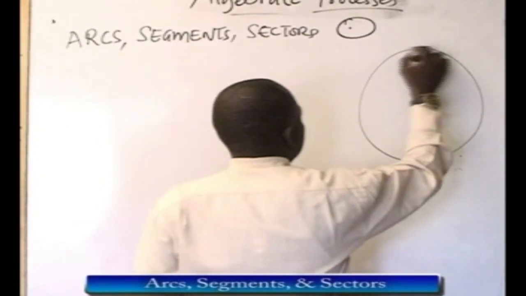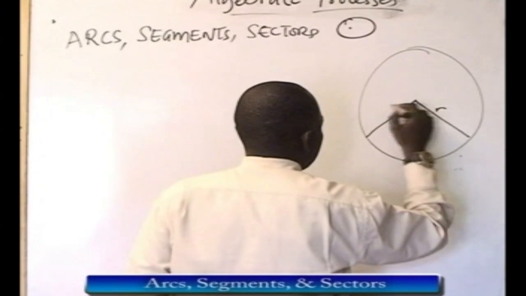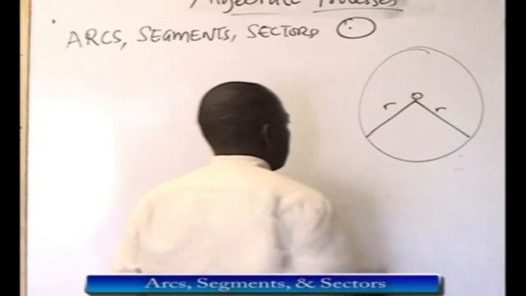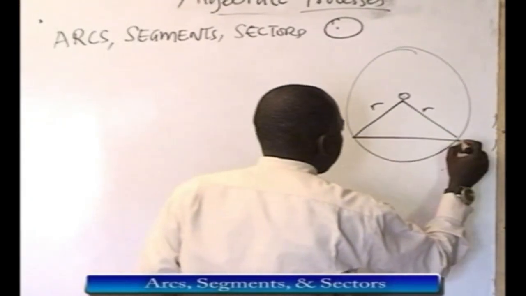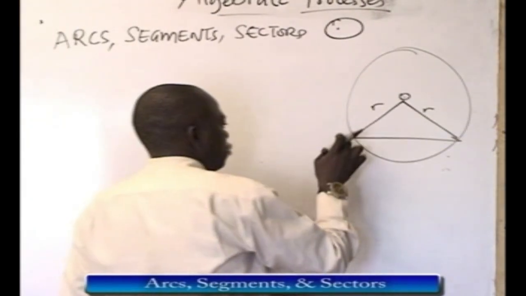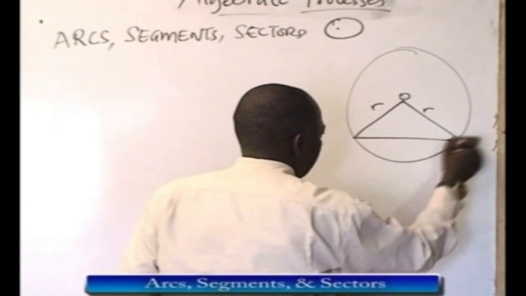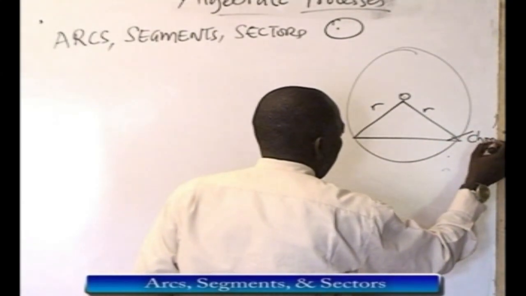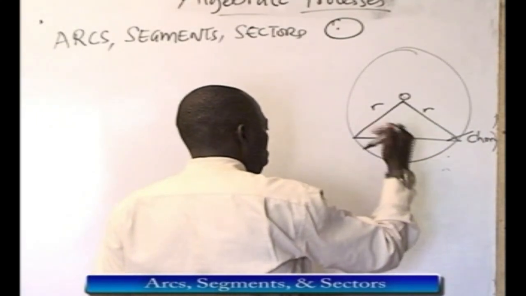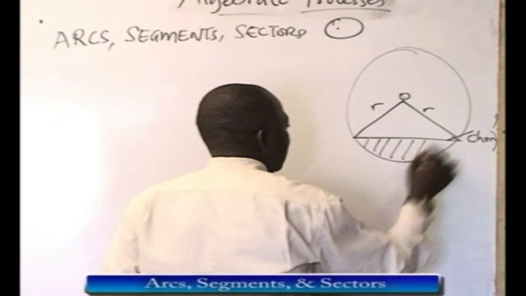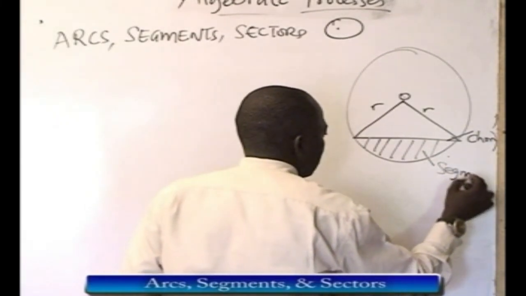This is a circle. This is the center of that circle. You have a radius like this, and then you have a line that is joining one edge of the circle to the other. This line is referred to as a chord. Now, the portion that is bounded by the chord is what we refer to as the segment. This shaded portion is known as the segment.